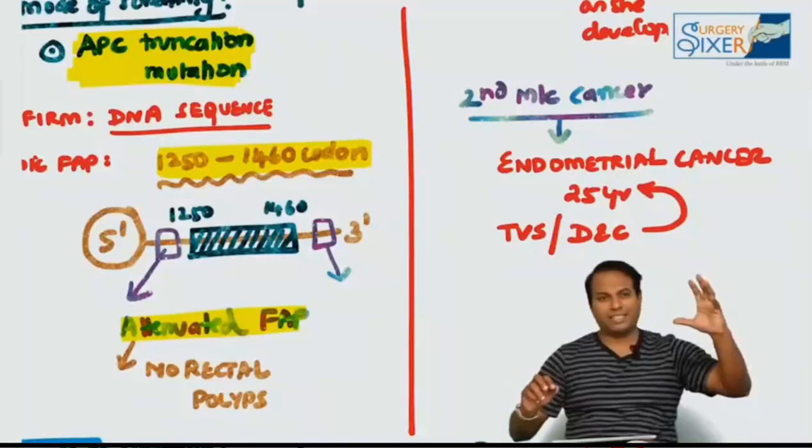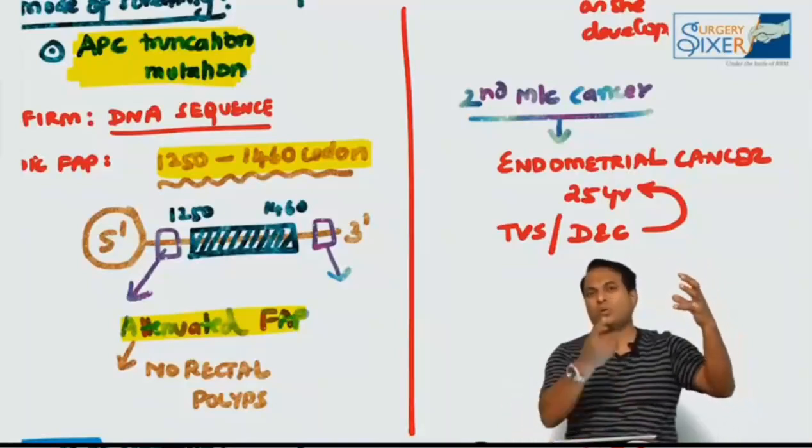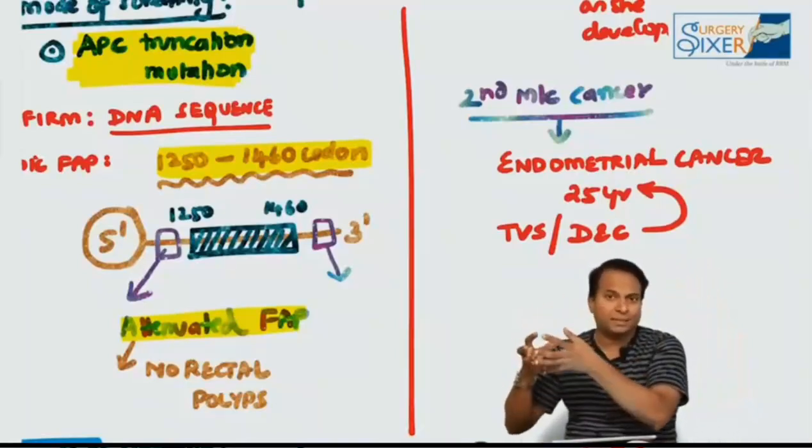So please don't forget, an FAP patient develops colonic polyps at 10 years. Therefore, from 10 years I will do colonoscopy. An HNPCC girl starts developing polyps from 20 years. So I start doing colonoscopy from 20 years.